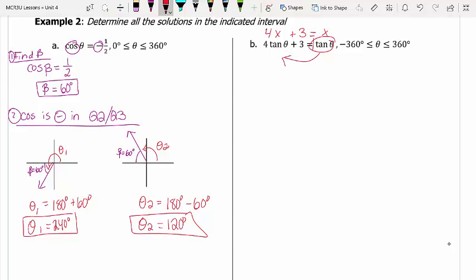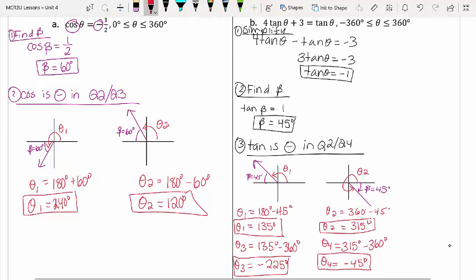Okay, so the very first thing you want to do in this question is you want to simplify, right? You want to isolate for tan theta. Okay, so you should get tan theta equals -1. Then you're going to find your value of your related acute angle, and in this case you can use your special triangles. So you're going to realize that beta is equal to 45 degrees.